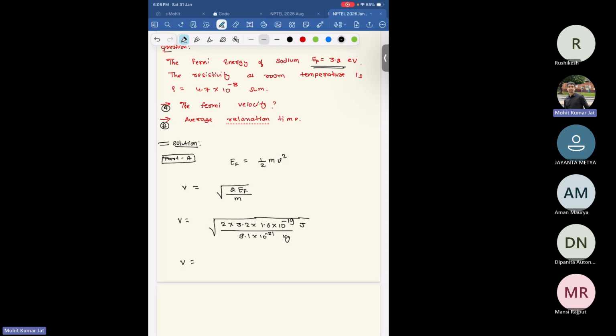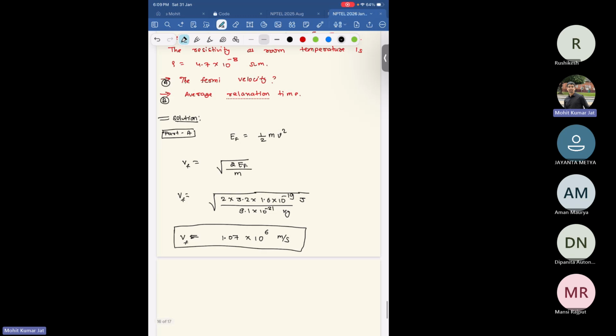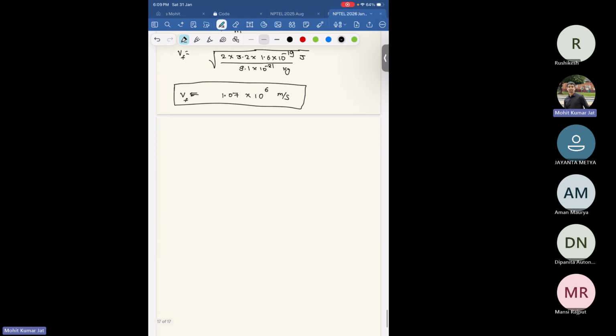If you solve these values, you will get v to be around 1.07 into 10 power 6 meter per second. So this is your Fermi velocity. Let me denote it as Vf. This is basically the typical speed of the electrons in sodium metal.